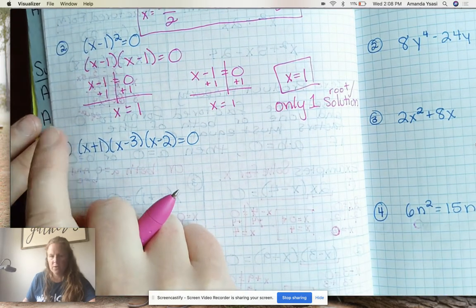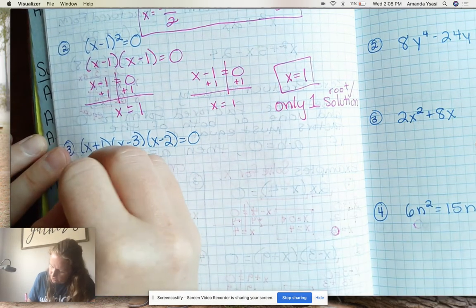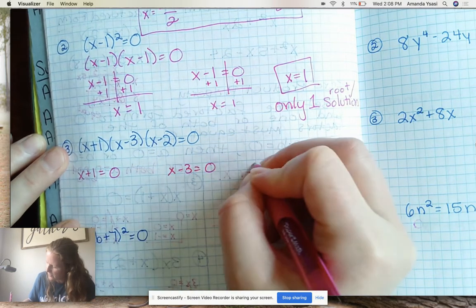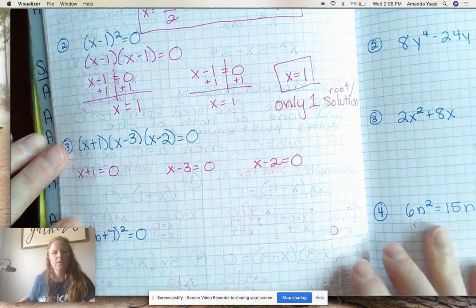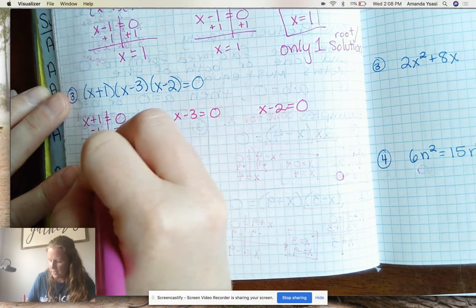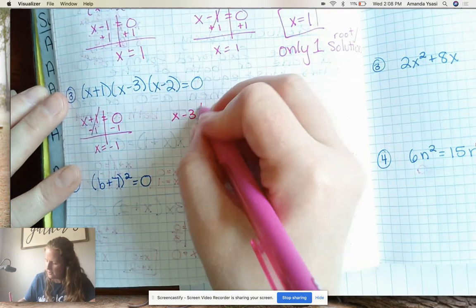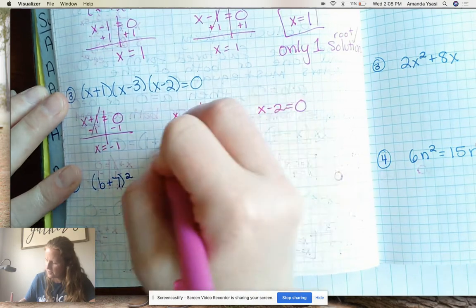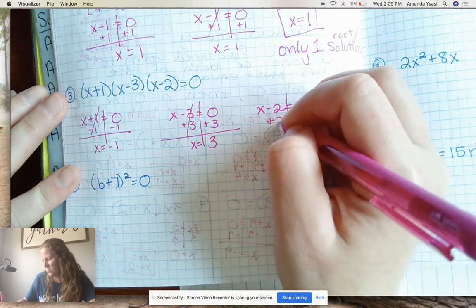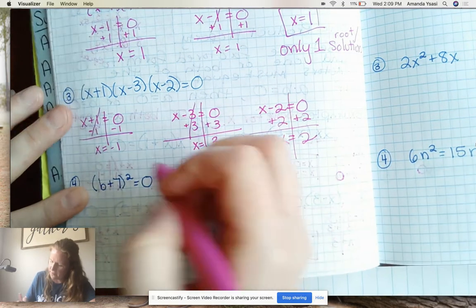Okay, the next one, look, we now have 3 factors. We'll still do the same thing. We'll set them each equal to 0. And then we'll solve each one. So subtract 1, x equals negative 1, because that cancels. And then plus 3 to both sides. So x equals 3. And then plus 2. So now we have 3 solutions.